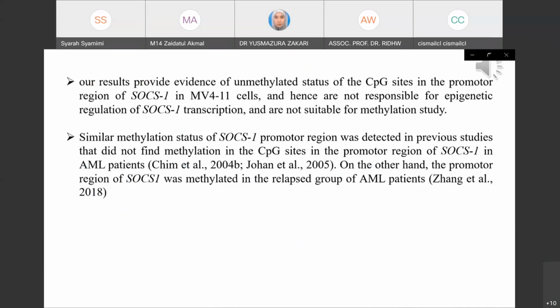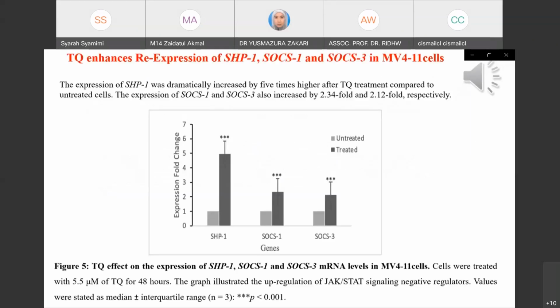Similar methylation status of the SOX1 promoter region was detected in previous studies that did not find methylation in the CpG sites in the promoter region of SOX1 in AML patients. On the other hand, the promoter region of SOX1 was methylated in the relapsed group of AML patients. This graph shows that thymoquinone enhances the re-expression of SHIP1, SOX1, and SOX3 in MV4-11 cells.